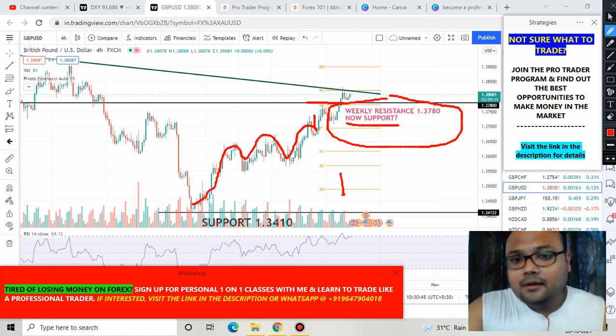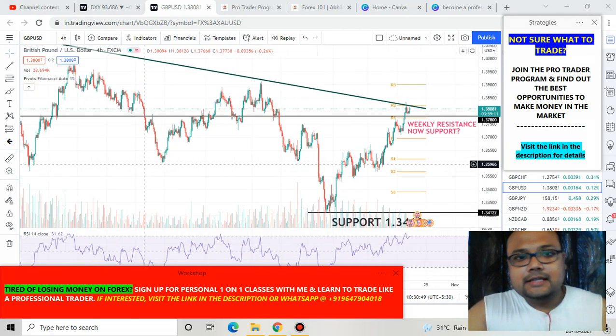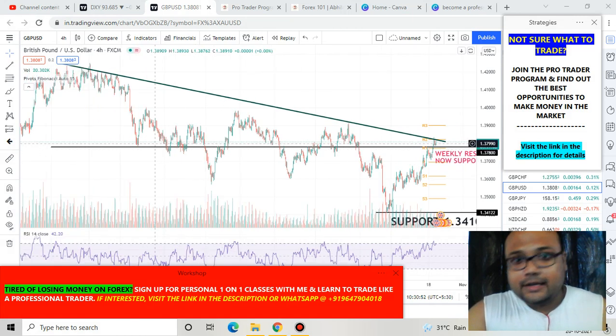But we have a but here, and the but is, you can see that I have also added a trend line here. To be very honest, I forgot to draw the trend line yesterday. I missed the trend line, so please don't mind.